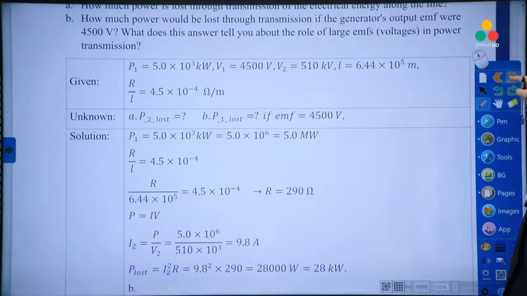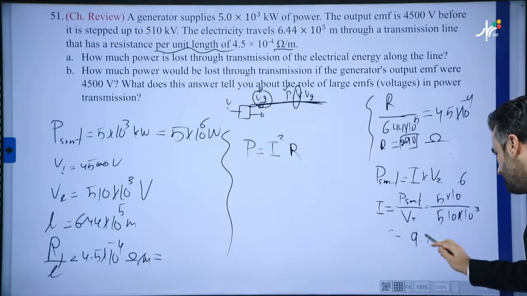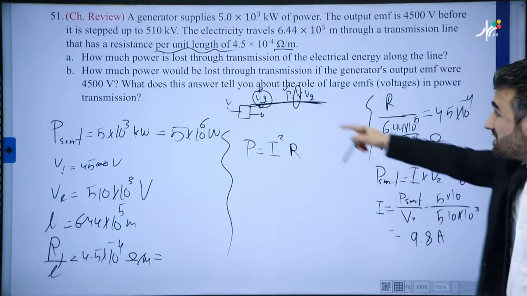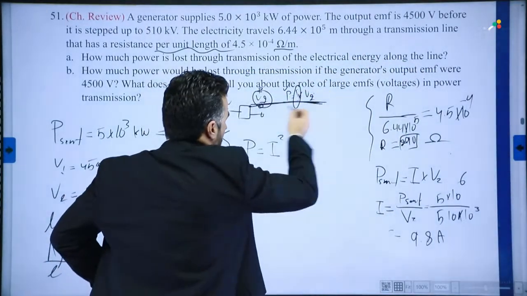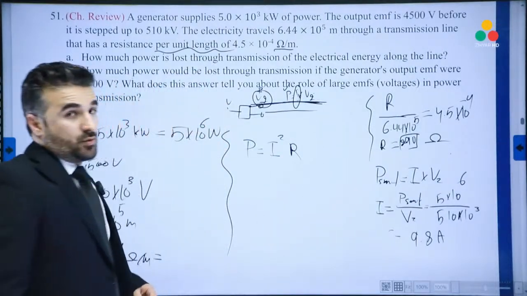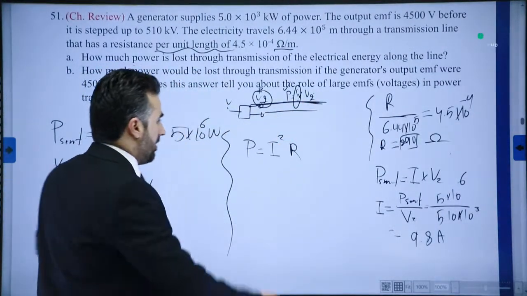9.8 amperes here. So this is the current that is sent with the voltage, and this current is 9.8. This is basically the current that is sent with. And clearly, the current that is sent with is causing the power loss in here.